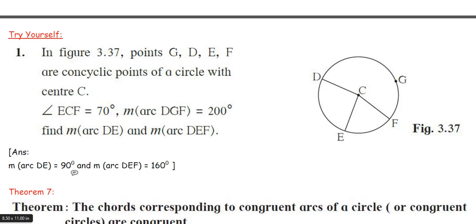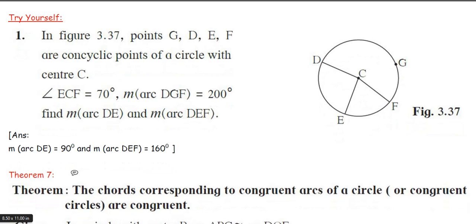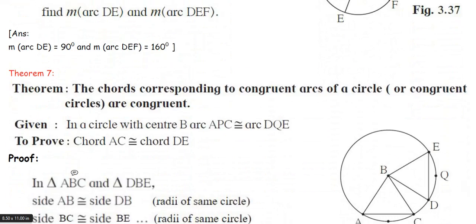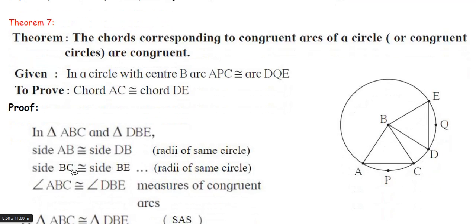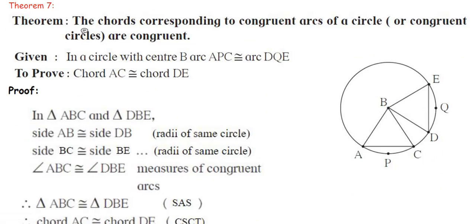Coming back and moving ahead from here, there is a theorem about the arcs that we are going to study. From our list, this is theorem number 7. The theorem says the chords corresponding to congruent arcs of a circle or congruent circles are congruent. बहुत सारे congruent use हो गए. Let's try to understand the meaning of this. The chords corresponding to congruent arc.